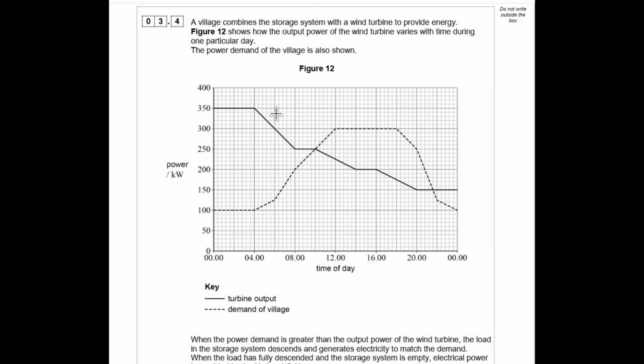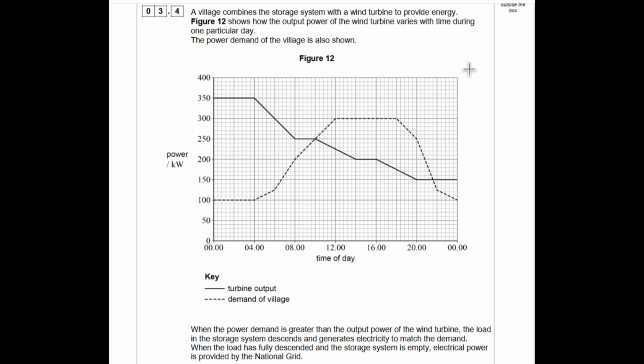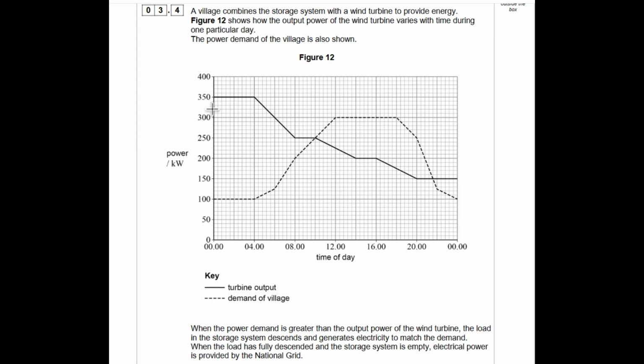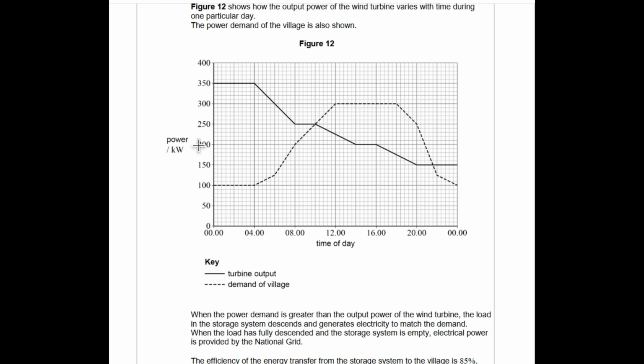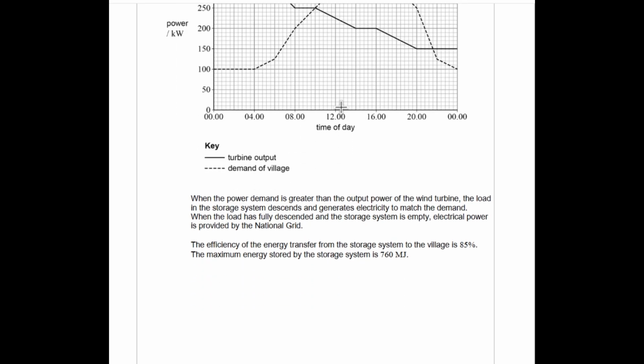So the village combines the storage system with a wind turbine to provide energy. Figure 12 shows how the output power of the wind turbine, which is the bold line, varies with time during one particular day. Okay, so from midnight the power demand of the village is seen. That's when people are at the house, I guess. Well, what's going on here then?